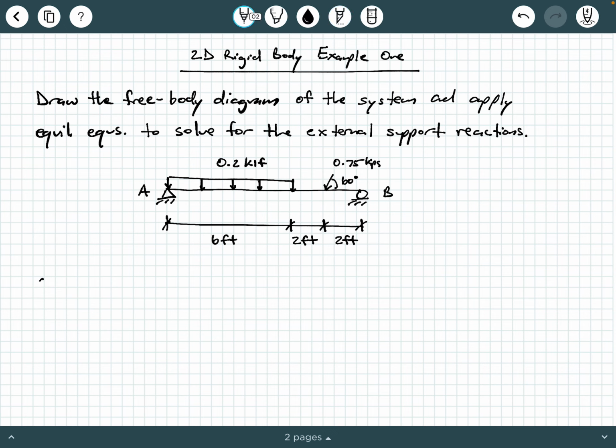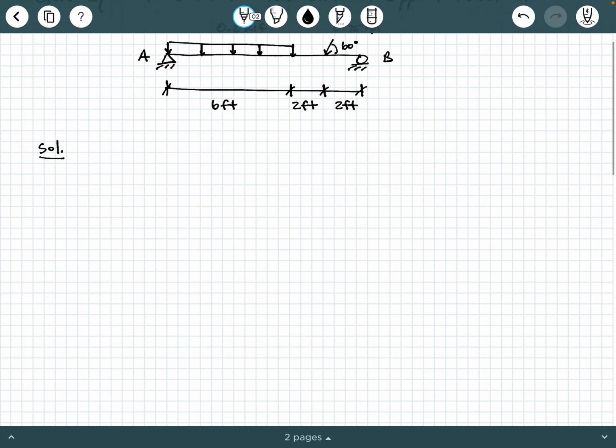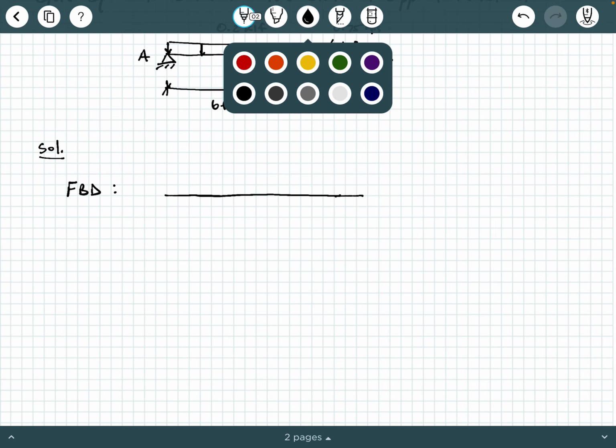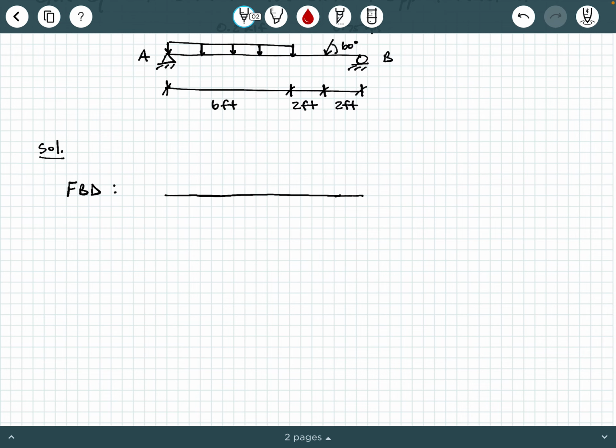We're going to get started by writing the word solution. And we'll get our solution started by drawing a free body diagram of the entire system. So if you remember, what is a free body diagram? Well, it is a simple figure, a simple drawing of your system that shows all of the known and unknown forces, reactions, and dimension lines.